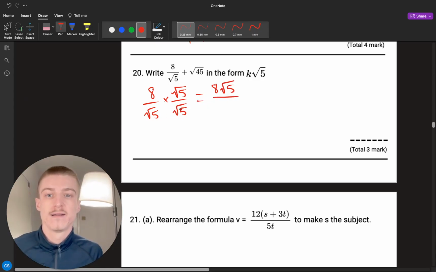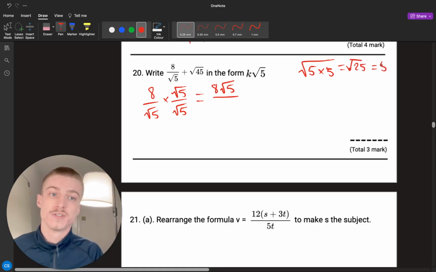And root 5 times root 5, whenever you've got a surd that's being multiplied by itself, the square root symbols just cancel. So if we have a look up here, root 5 times root 5 is root 5 times 5, which is root 25, which again is just 5. So whenever you see we have surds the same multiplying together, it just cancels out. So we've got a 5 here, and then root 45.